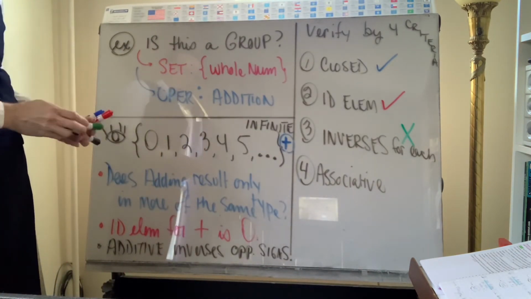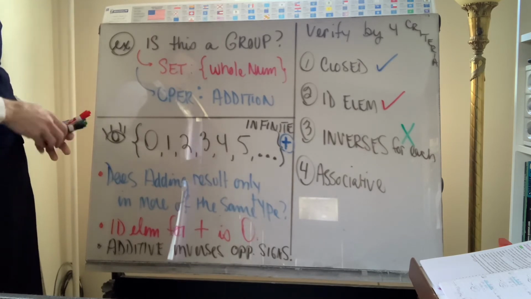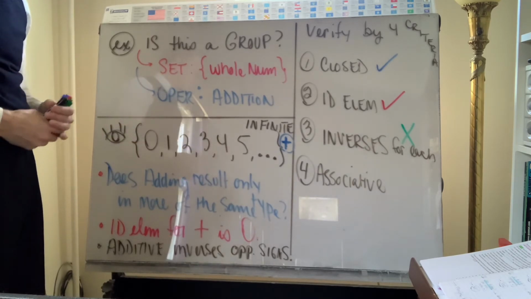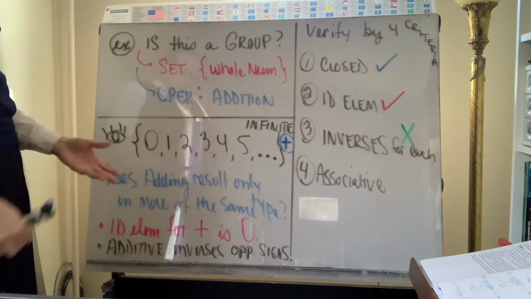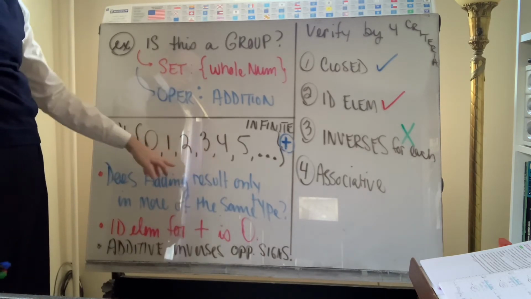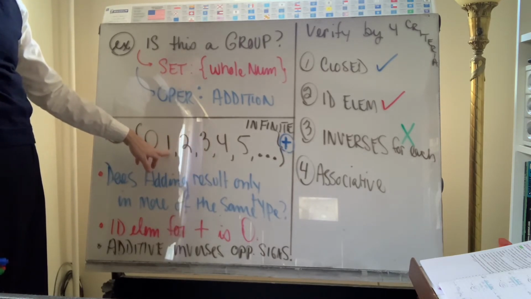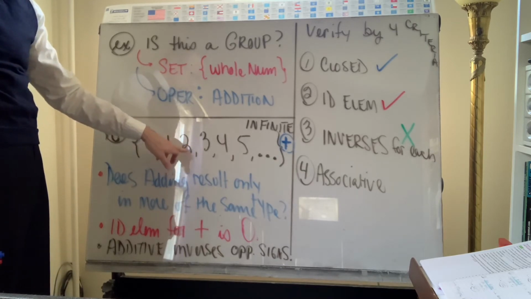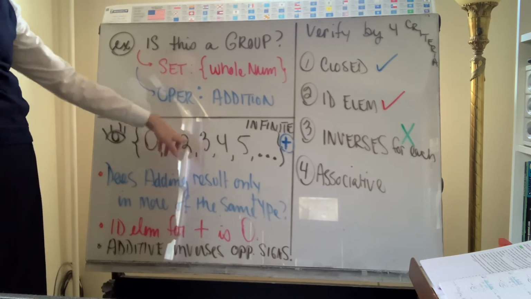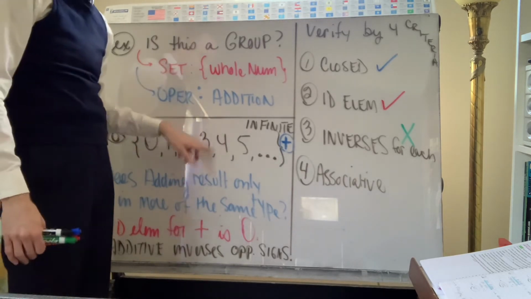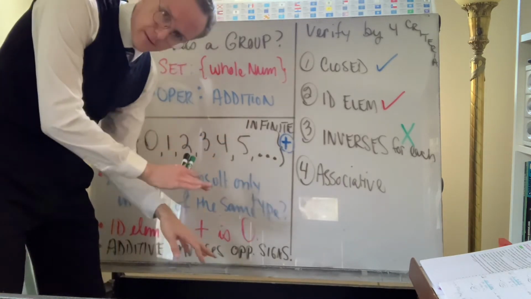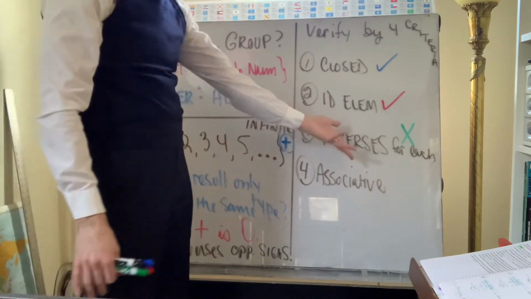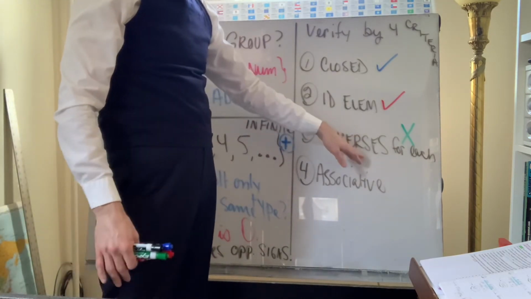I guess maybe 0 technically, I don't have to think about that. Anyhow, it fails to have one for every other example. There's no -1 to pair with this in addition to produce 0. There's no -2 to pair with this to produce via addition 0. There's no -3, no -4, no -5, nothing. So this fails at the third criterion.